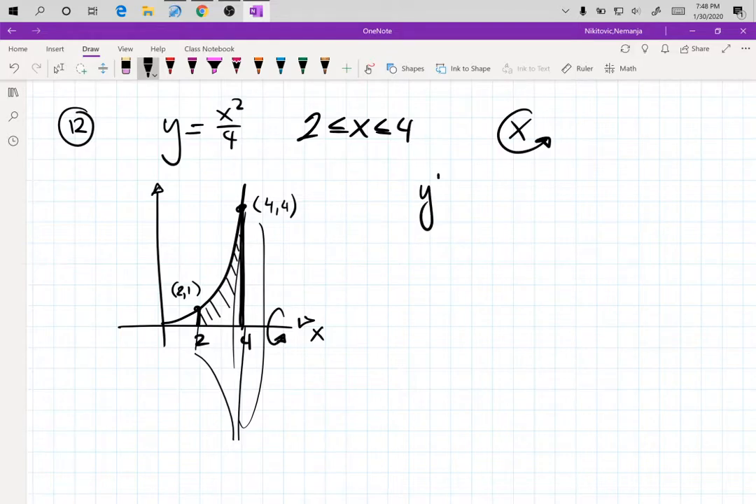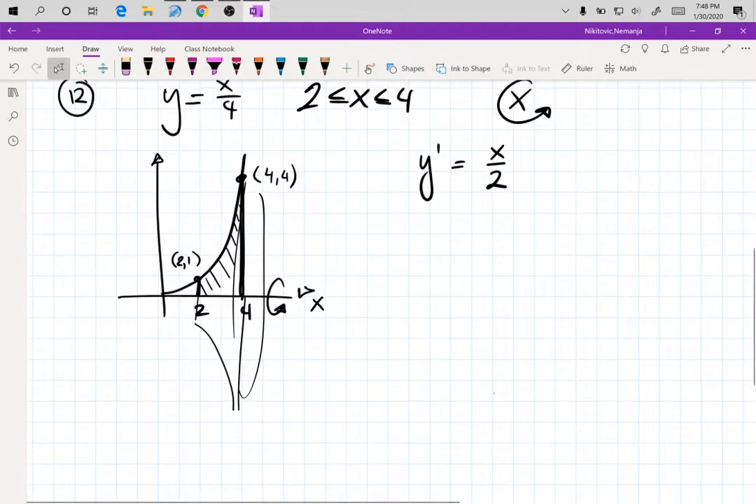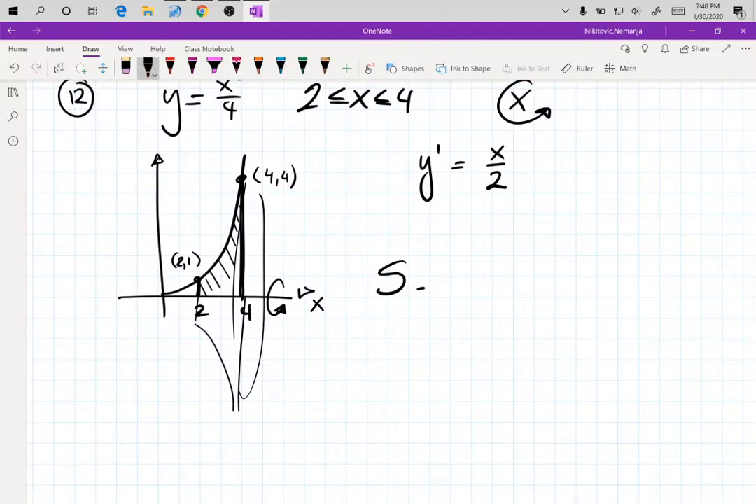We need y prime, which is f prime, for our problem. That's going to be 2x over 4, which is x over 2. And we already have x limits, so now we can just stuff everything into the integral and see what happens. 2 pi, integral from 2 to 4, because we switched to x. That means it's a dx, which means x limits. Our original function goes in front. That's x squared over 4.